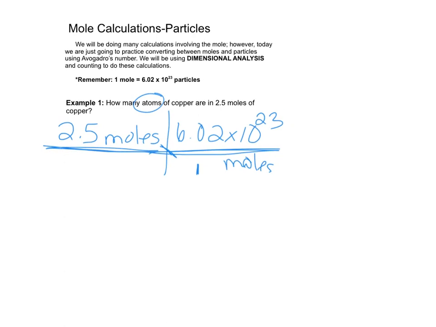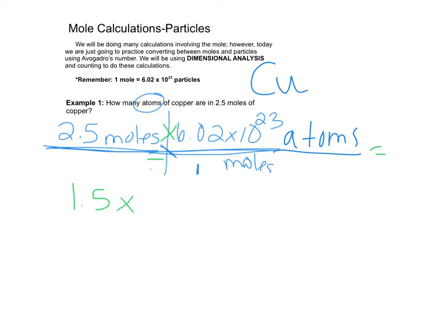Because we're dealing with just the element copper, we're going to say that we have atoms. We don't have a molecule. It is literally just Cu. And then if you remember, we get our final answer by multiplying the top and dividing by the bottom. In this case, the bottom's 1. So 2.5 times Avogadro's number gives you an answer of 1.5 times 10 to the 24th atoms of copper.